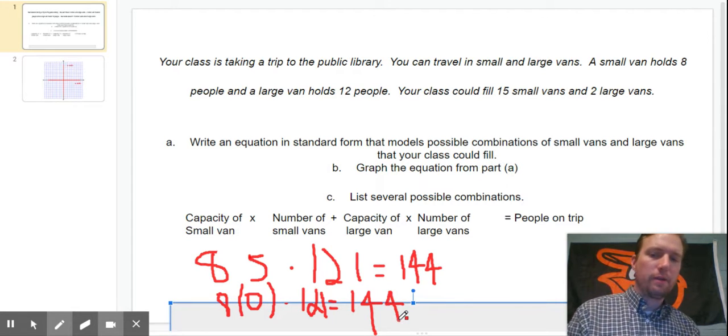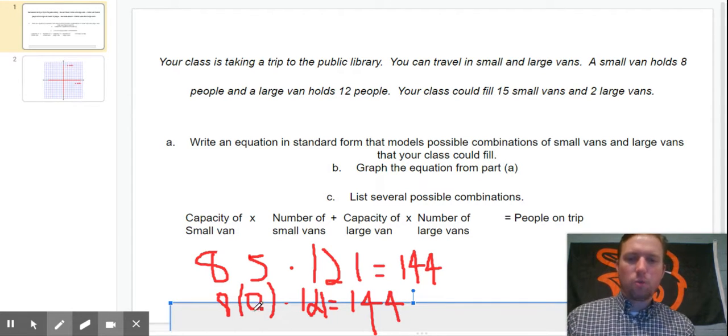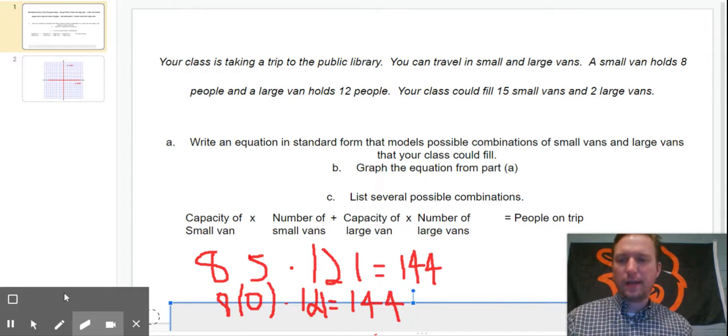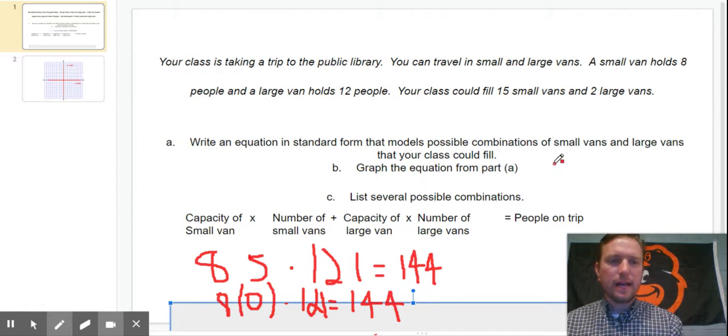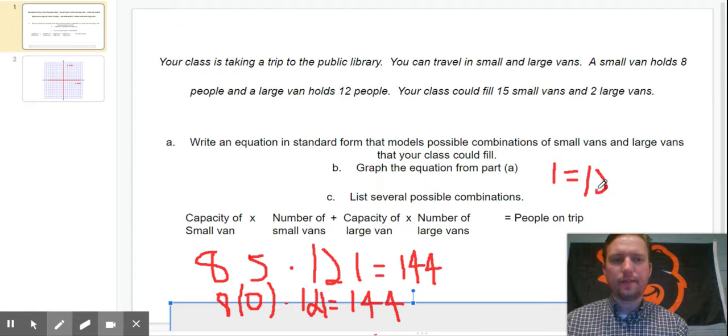So 8 times 0 is 0. 12L, so we're going to divide that by 12. 144 divided by 12 would give you, that's right, 12. So what this means is L equals 12. Okay? Now we're going to use that to graph this.